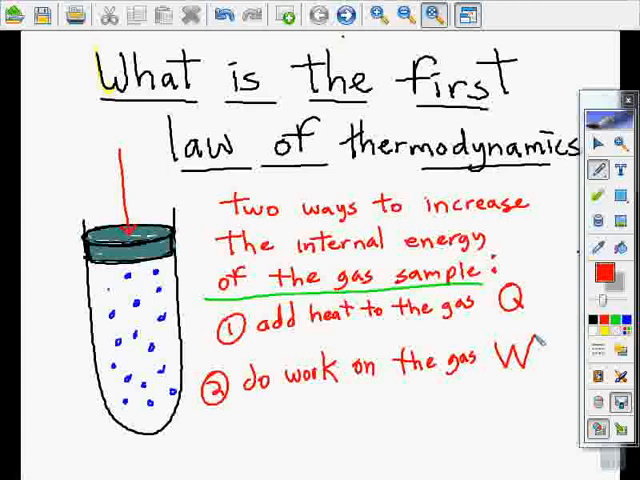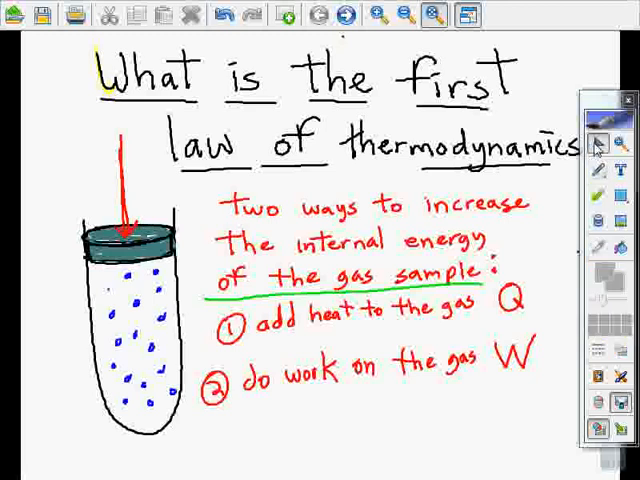You want to get really wild? You can add heat while you simultaneously do work and push down the piston at the same time. That would really increase the internal energy. Oh, those are good times, huh?